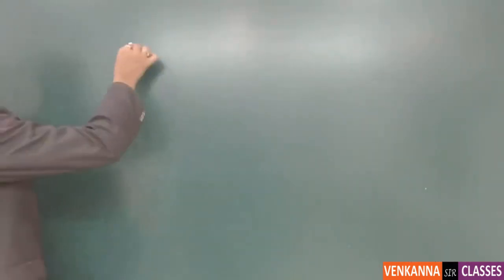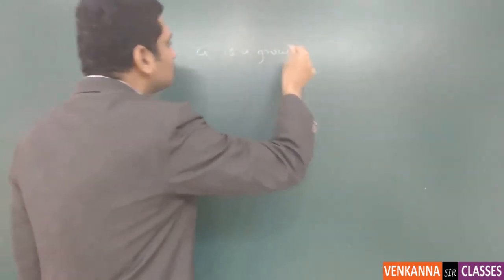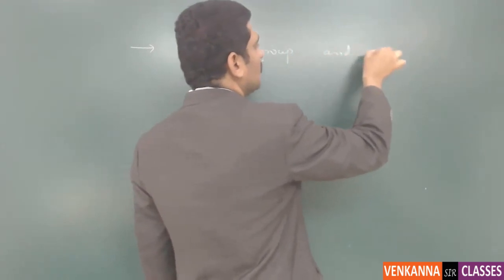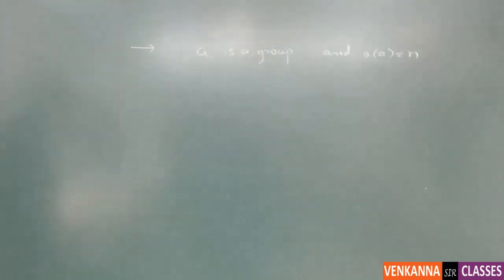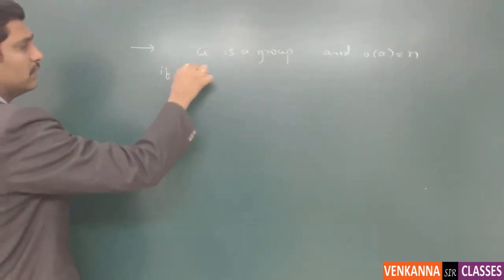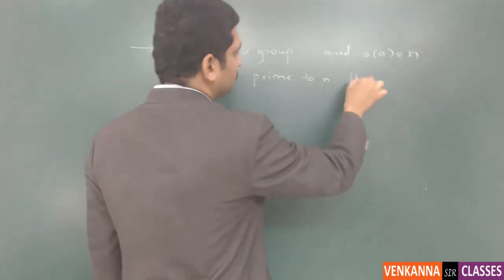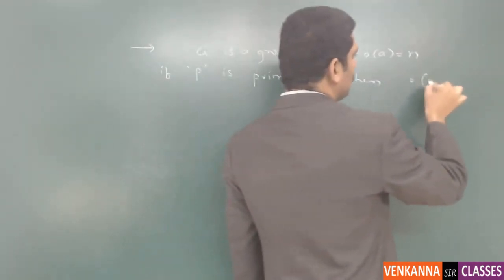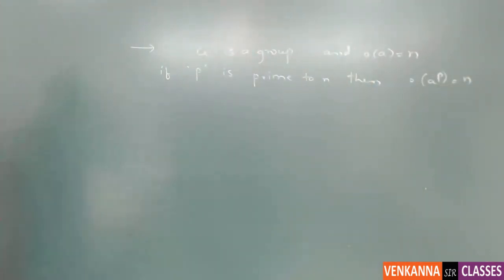Now, the other property is, suppose G is a group and order of A is equal to N. If P is prime to N, then order of A power P is also N. You please take a note of it. This is also a good result to discuss with.